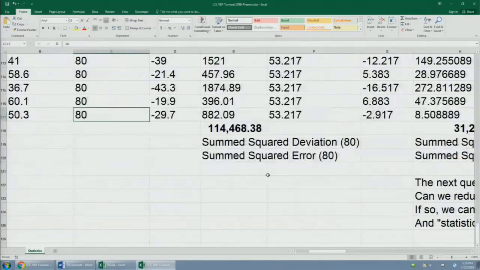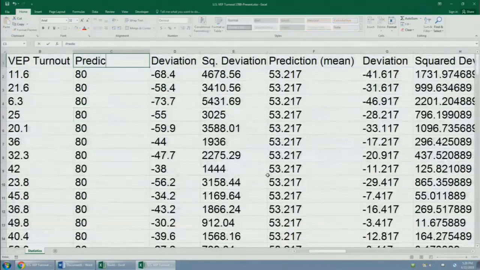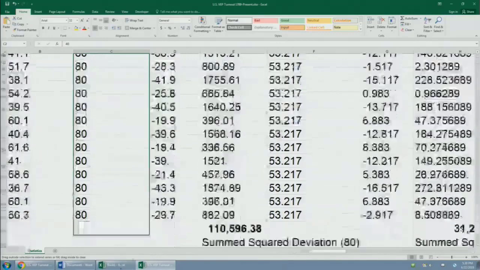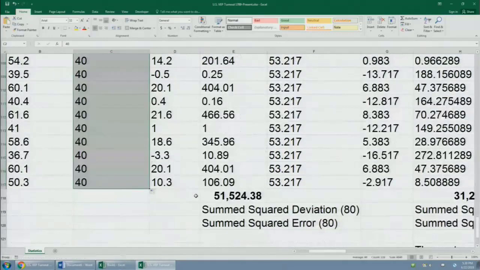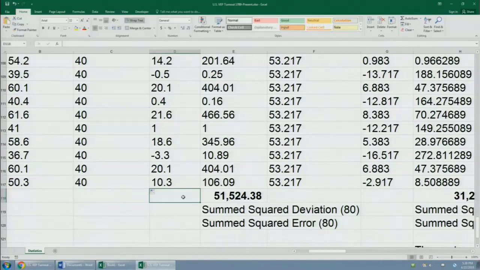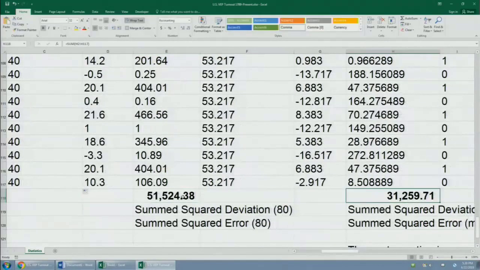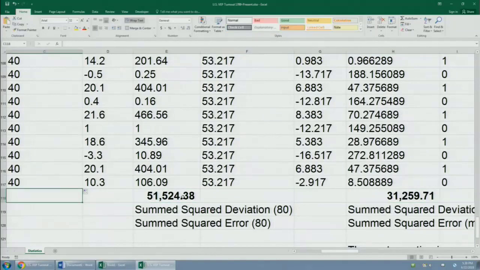Oh, check it out. We could change our prediction to like 40. We could do that so quickly. It's going to change everything. And we could change all the values. We could do this all day. We could change that to 40. Oh, 40 didn't work out. Well, it's better than 80, but it's still worse than the mean. That's what I mean when I say the mean is the best.